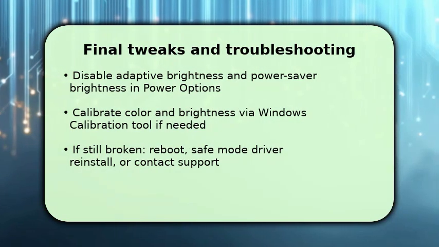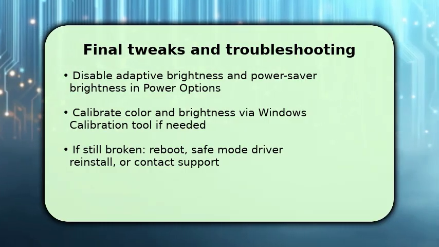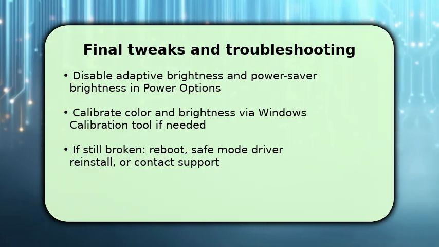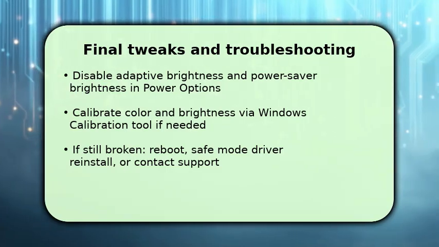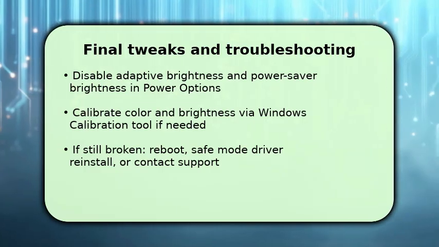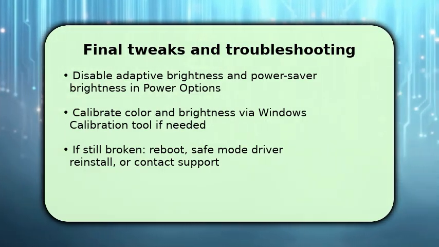Finish by disabling adaptive brightness and any power saver brightness in power options so your chosen level holds. Calibrate display using Windows color calibration to match brightness with gamma and contrast. If behavior persists, reboot and try reinstalling the display driver in safe mode or restore the driver to a known good version. One key troubleshooting tip.